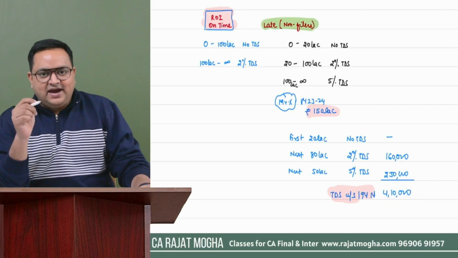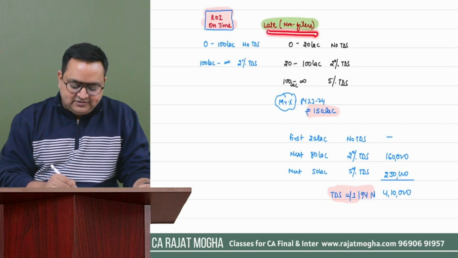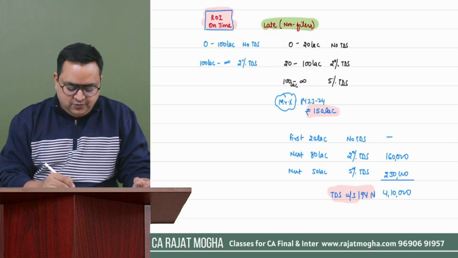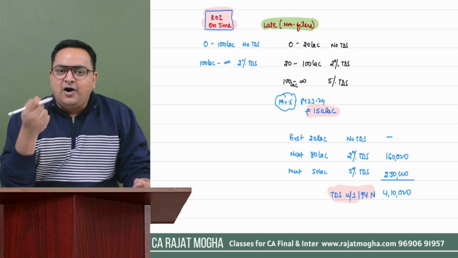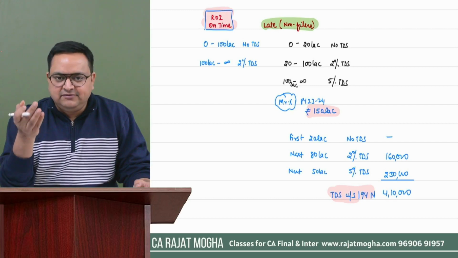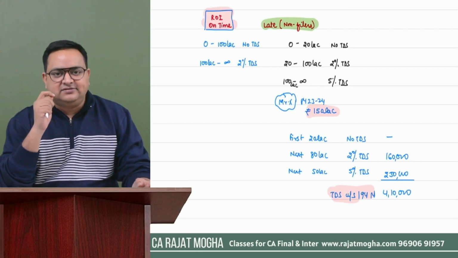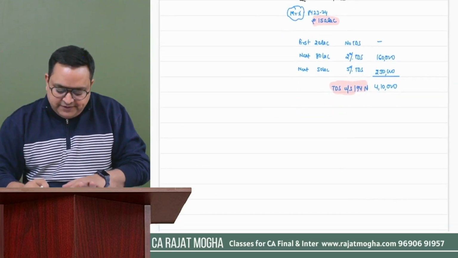Now we have to understand who is considered a non-filer and who is considered a filer. How are we supposed to identify the category in which this person will fall? So we will see their last three returns. Please understand this carefully.